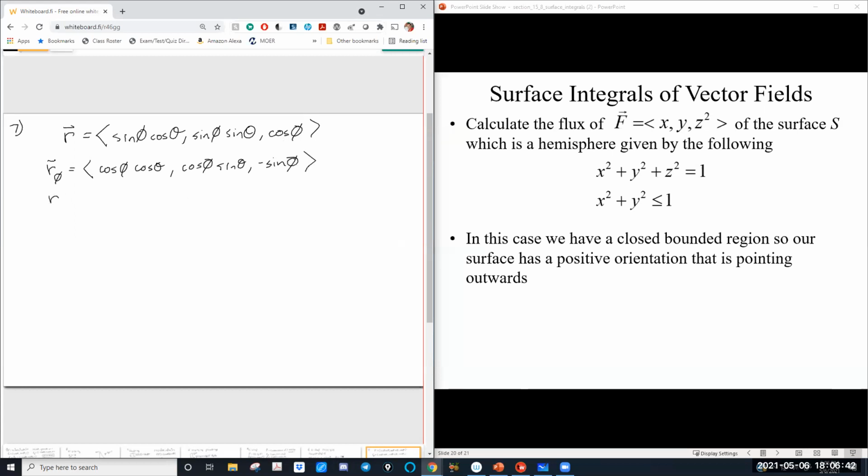And then you would find the partial with respect to theta. So you're going to have negative sine phi sine theta, sine phi cosine theta, and 0. So then we would do the cross product of these, r sub phi cross r sub theta. Not a cross product I'm going to probably ever ask you guys to do by hand, so feel free to use technology for this one.